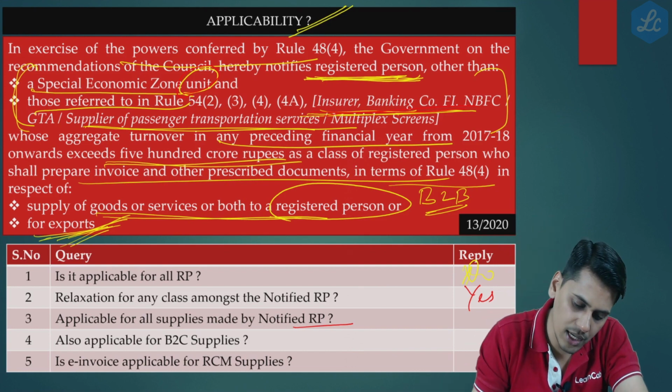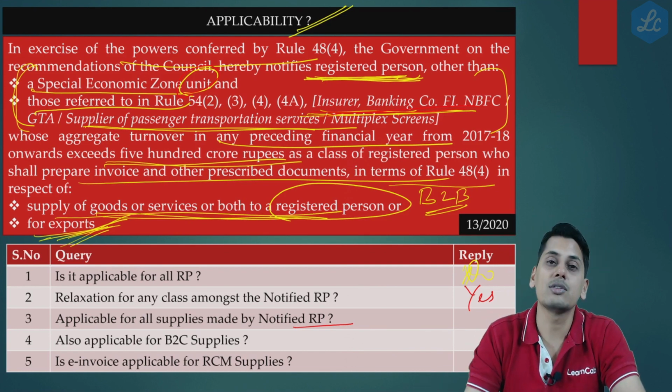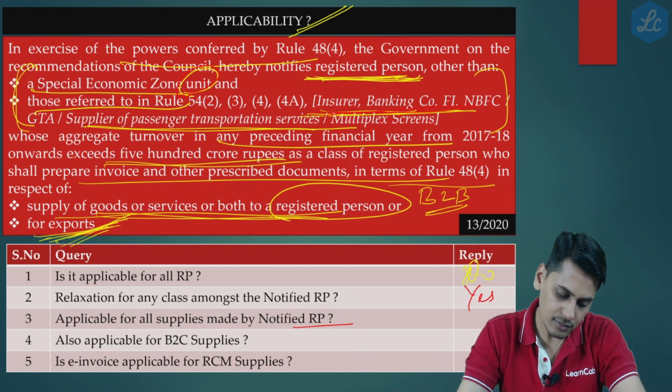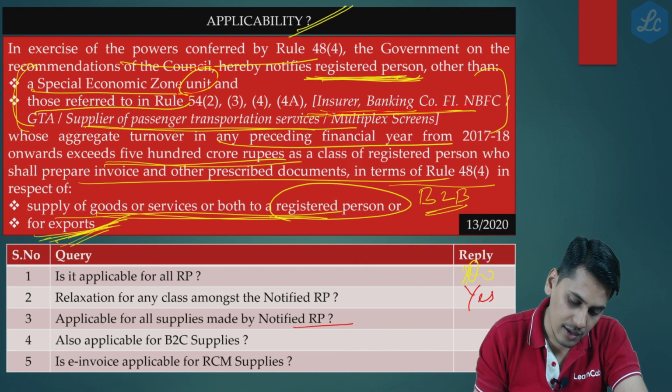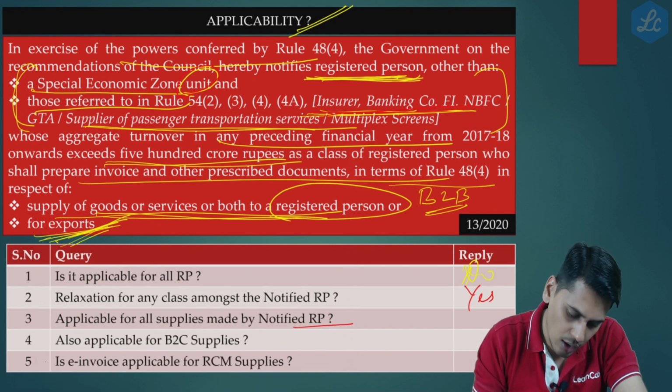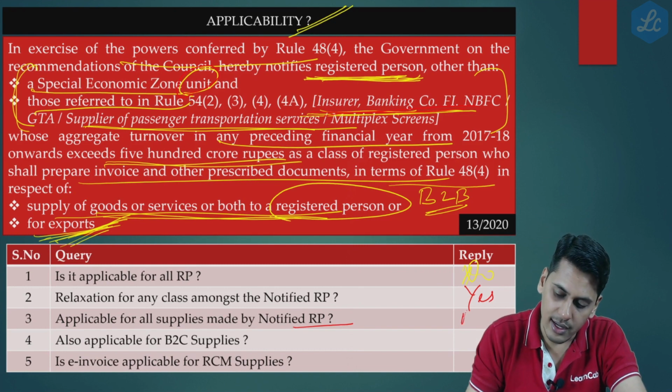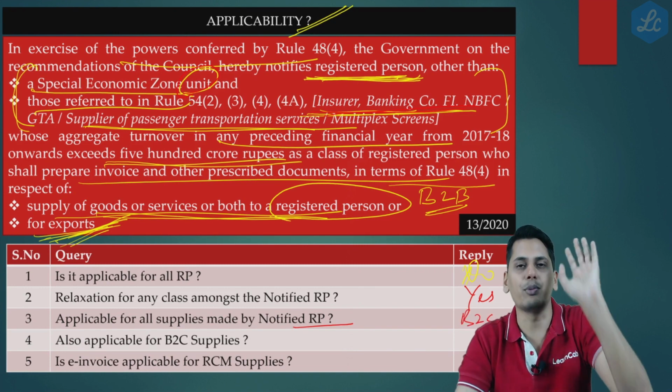Because it tells you it is applicable for supply of goods or services to a registered person or in case of exports. So friends, the question was whether it is applicable for all the supplies made by notified registered persons. The answer is no, friends. In case of B2C supplies other than exports.